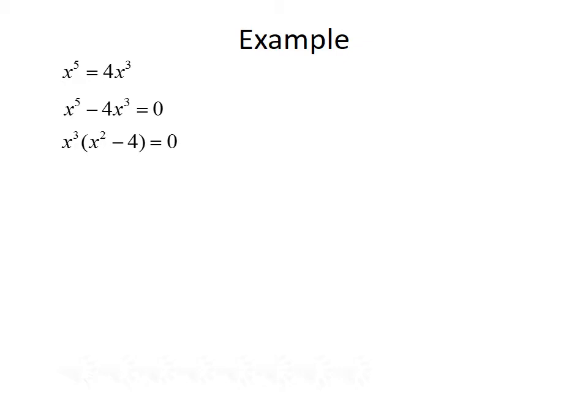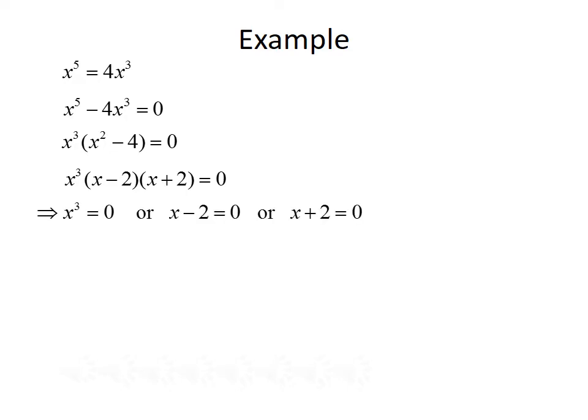And we can factor x squared minus 4 further, giving us x cubed times x minus 2 times x plus 2 equals 0. We use the zero product property to split this up, so x cubed equals 0, or x minus 2 equals 0, or x plus 2 equals 0. And we can solve each of these equations to get our solutions. If x cubed equals 0, we would take the cube root of both sides and get x equals 0. If x minus 2 equals 0, we would add 2 to both sides to get x equals 2. And if x plus 2 equals 0, we would subtract 2 from both sides to get x equals minus 2.